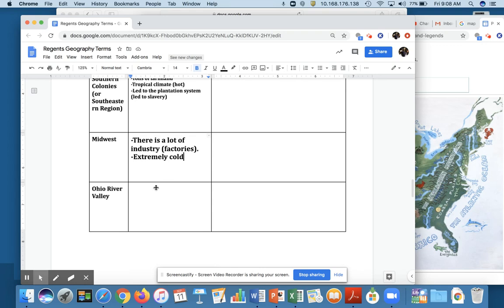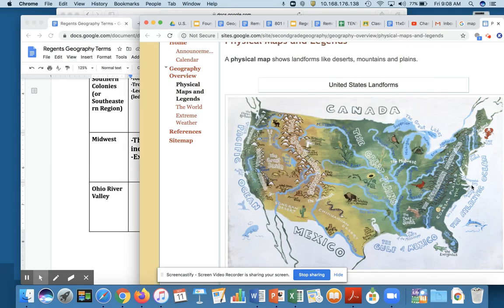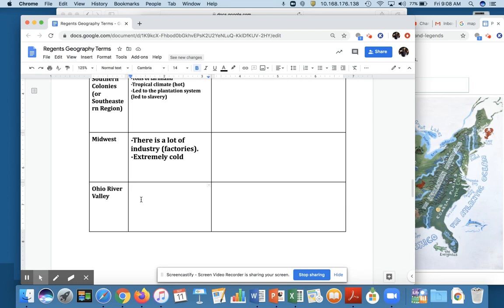Okay, and the last one we're going to kind of look at is the Ohio River Valley. So you just got to locate the Ohio River, which is right here. Okay, and the Ohio River Valley is important because it's going to be a little tough to explain because we haven't gone to the Mississippi River and Appalachian Mountains yet. But I'm just going to say it's the area between the Mississippi River, that word always gets me, and the Appalachian Mountains.